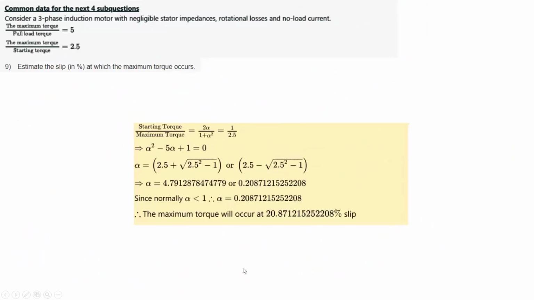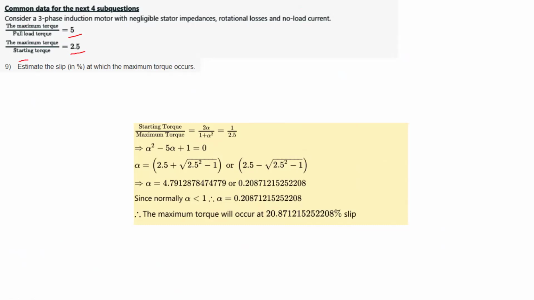Now we are seeing another set of questions. This question is very easy. You have done it so many times. They are saying: consider a three-phase induction motor with negligible stator impedances, rotational losses, and no load current. So here they are telling you to take the simplified equivalent circuit diagram. The ratio of the maximum torque to full load torque is 5, and the ratio of maximum torque to starting torque is 2.5.